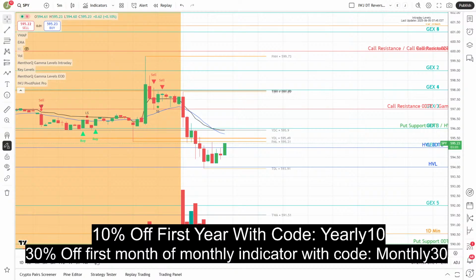All right, there's our first buy signal. We're in at 595.179, and our stop is going to be 594.70. Let's see if the bulls can start making something happen here.